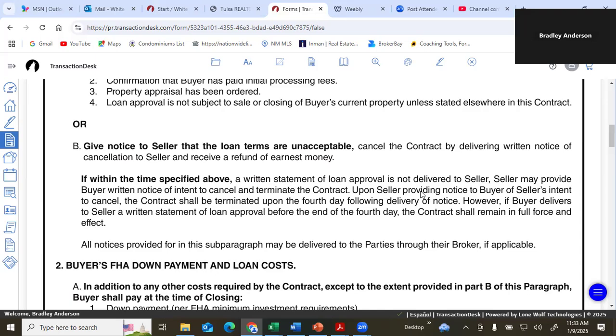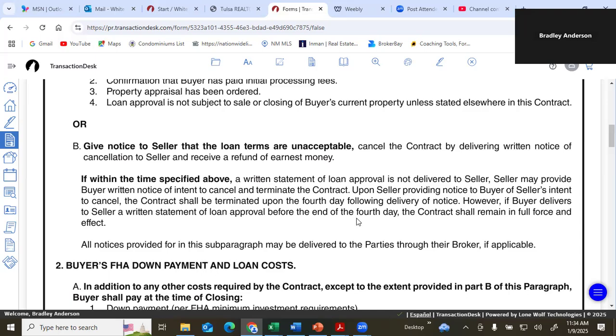Upon seller providing the notice to the buyer of seller's intent to cancel, the contract shall be terminated upon the 4th day following this delivery. Okay, now, so it automatically terminates. However, if within those 4 days, the buyer delivers to the seller that written statement of loan approval before the end of that 4th day, the contract shall, not may, shall, will remain in full force and effect.